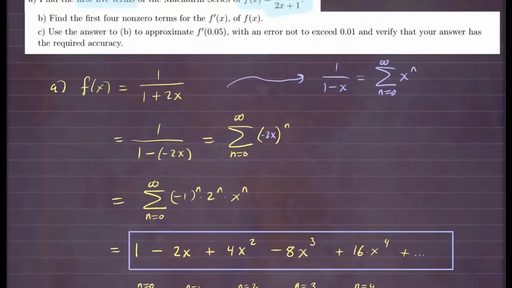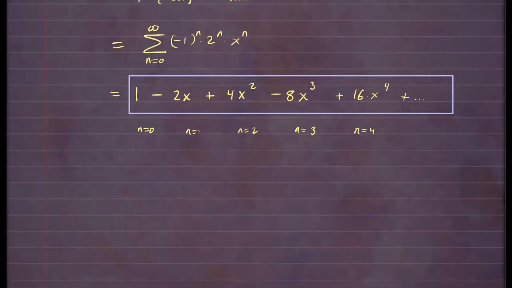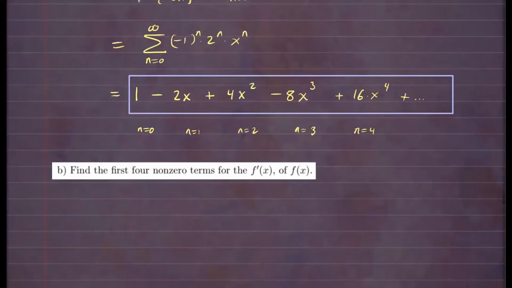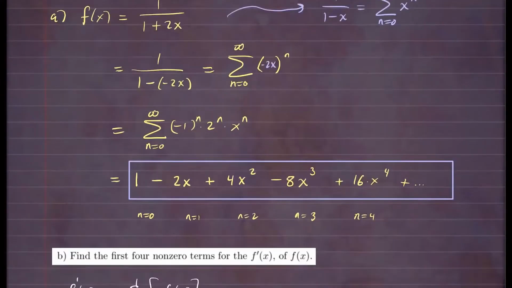Now for the second part, we're going to find the first 4 non-zero terms of the derivative of this function that we just computed as an infinite sum. So here's part B. We know f of x, from above, is equal to that infinite sum. So f prime of x is the derivative of f of x, and f of x is this infinite sum. So I'm going to replace it with that infinite sum. So this will look like this.